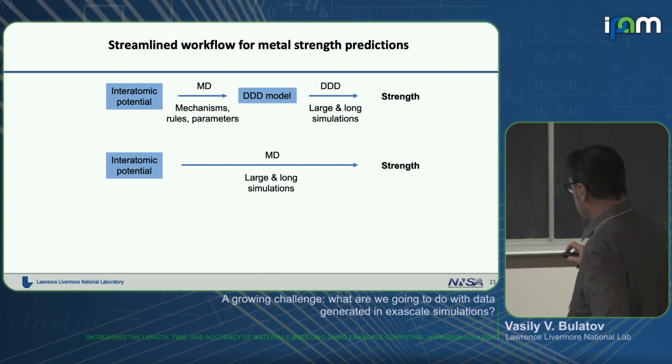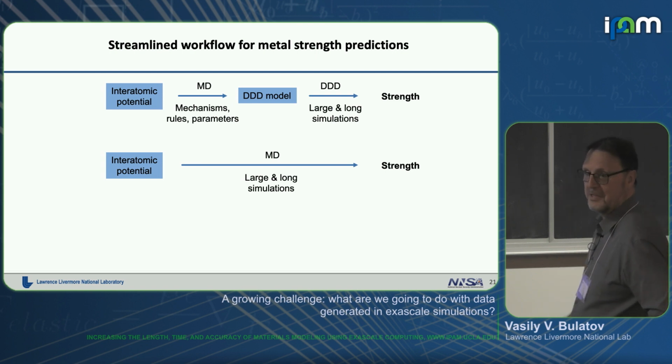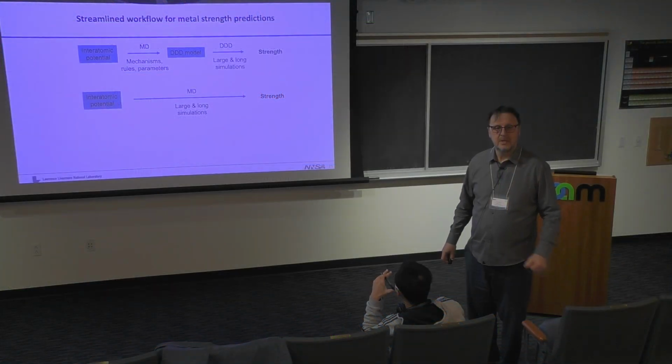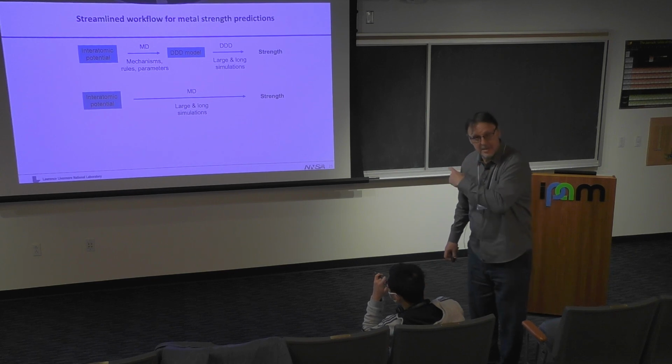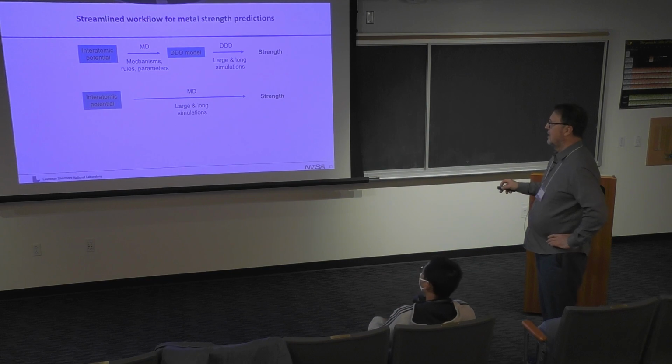But now we can just do this. Just have the same interatomic potential, run larger and longer MD simulations, and get the same strength out. Yes? Can you quantify what you mean by large and long, particularly in the context of, so does DDD let you go to bigger length scales or longer time scales than MD, or are they similar? DD does. Actually, it's exactly the point I'm getting to, yes. So thank you.